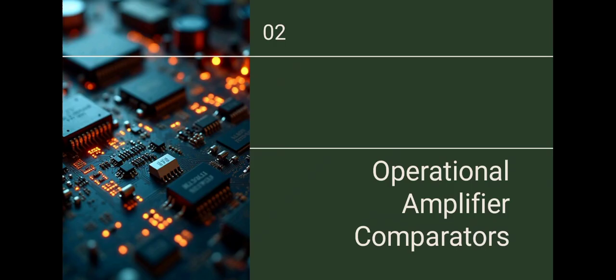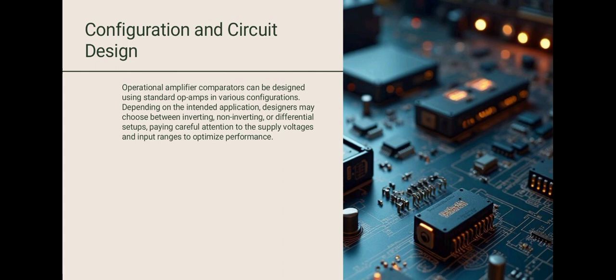Operational amplifier comparators. Configuration and circuit design. Operational amplifier comparators can be designed using standard op-amps in various configurations. Depending on the intended application, designers may choose between inverting, non-inverting, or differential setups, paying careful attention to the supply voltages and input ranges to optimize performance.